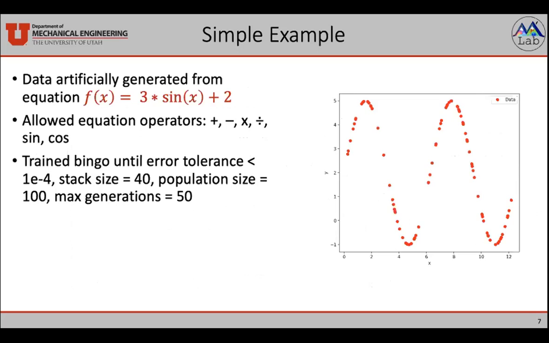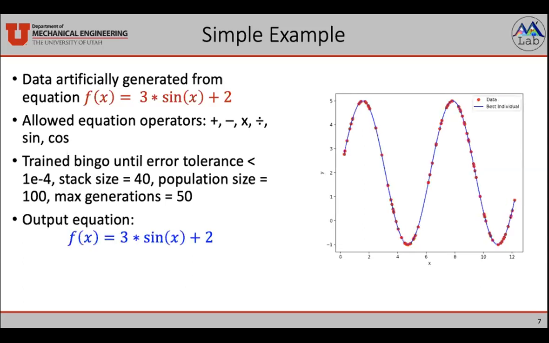We trained the symbolic regression software and told it to have an error tolerance of 1 times 10 to the negative 4, a stack size of 40. So we note that stack size is much larger in complexity than this actual very simple equation, with a population size of 100 and maximum generations 50. After training for these 50 generations, we arrive at the exact equation, 3 times sine of x plus 2, and we can see how it fits perfectly.